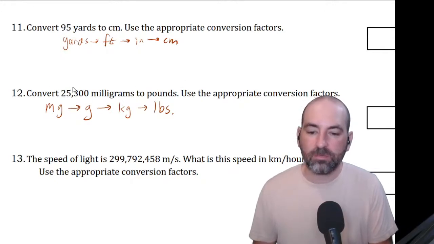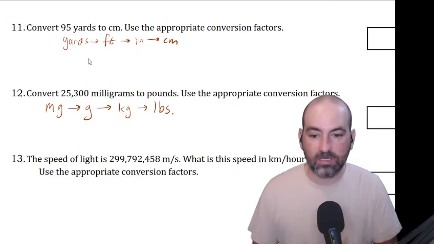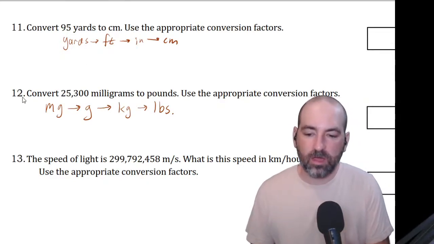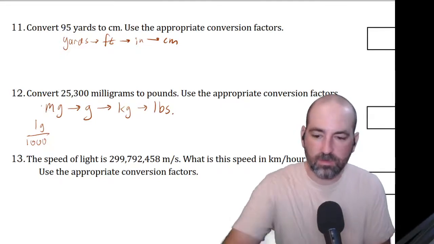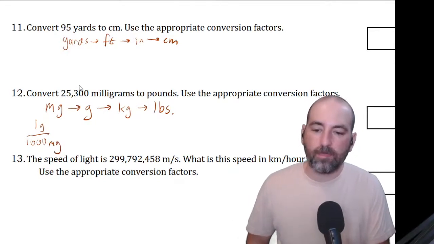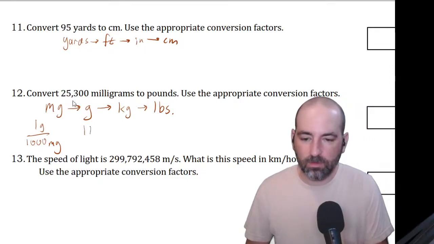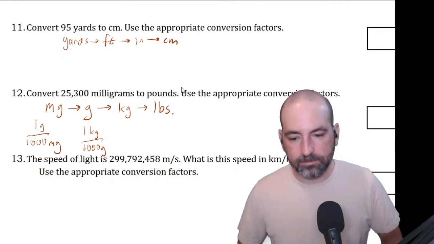And then milligrams to grams to kilograms, you should know those conversion factors from way back at the beginning of the semester. There's 1,000 milligrams in a gram. So your conversion factor is going to look like 1 gram over 1,000 milligrams. And then there's 1,000 grams in a kilogram. So all right, give those a try and see if you can do them.